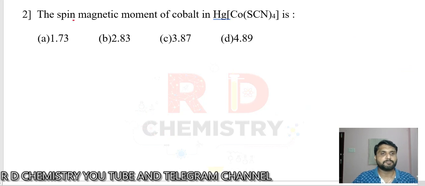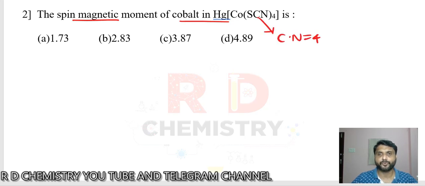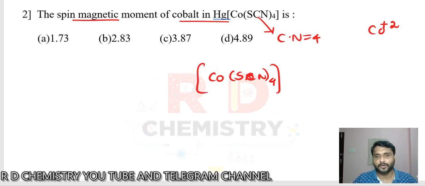Question number 2. The spin magnetic moment of the cobalt in this complex is. Remember, whenever cobalt has coordination number equal to 4, there are 4 ligands. Cobalt will be in the +2 state, that means Co and SCN 4 times. We calculate the total charge on this complex. Cobalt is +2, and SCN minus thiocyanates altogether give -4. So altogether -4, the total shall be equal to -2. That means cobalt is in the +2 state here, right?